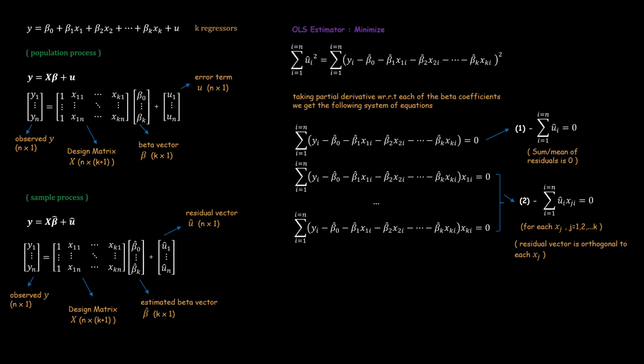Now combining 1 and 2, we get the same matrix equation we just got. And we can use this along with the sample process equation as we did before and arrive at our favorite formula for the OLS estimator.